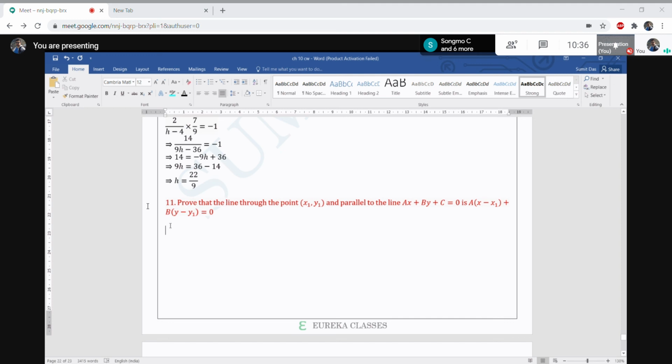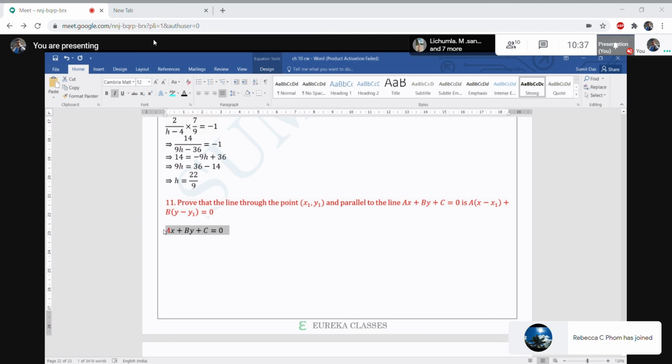So, second last question. We have to prove that the line through this point parallel to ax plus by plus c equals 0 is a(x minus x1) plus b(y minus y1) equals 0. So one line is parallel to this and passing through this point. So find the slope of this one.